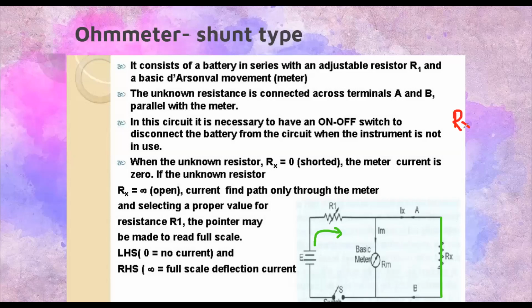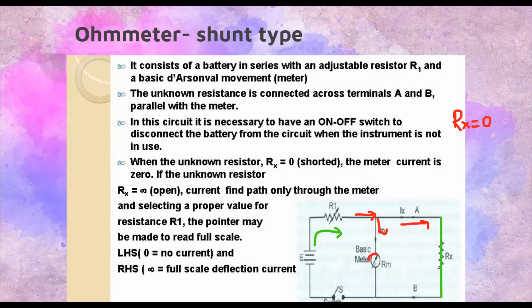Okay, so in the case of Rx equal to zero it is shorted, and the current is flowing from here. After reaching here, it has got two options. It can go here also, and it can go here also. Always the current chooses the low resistance path. Okay, current chooses the low resistance path.